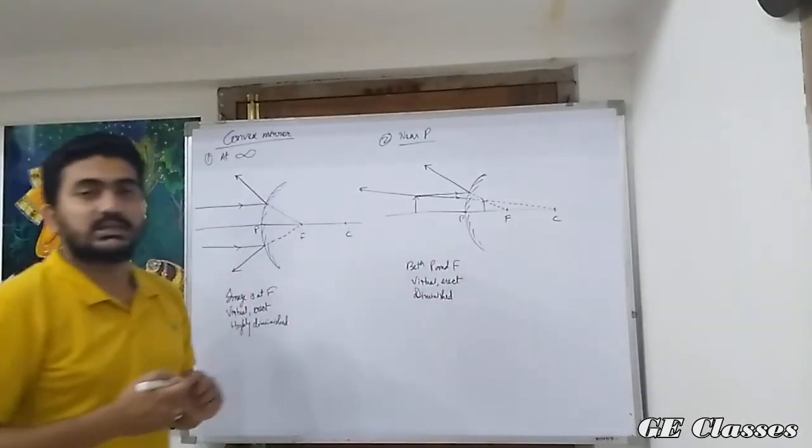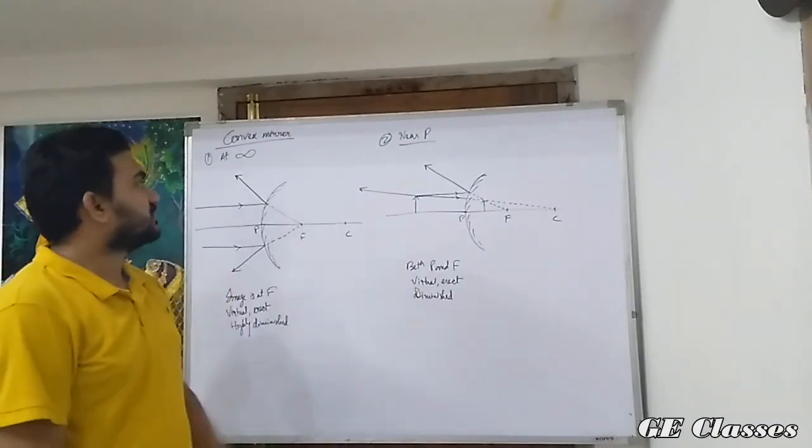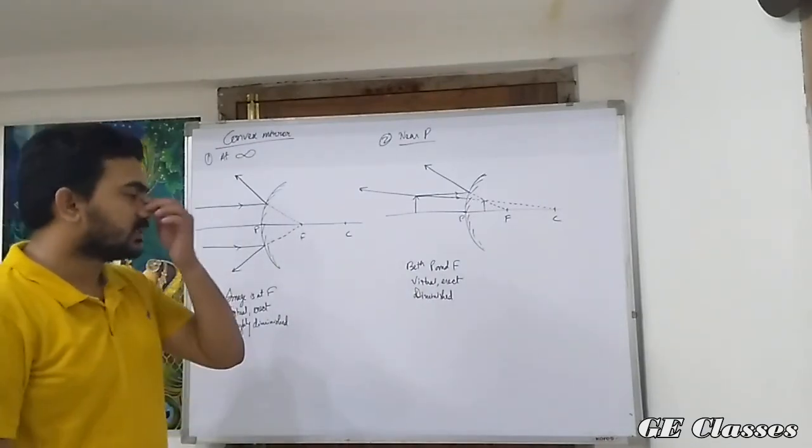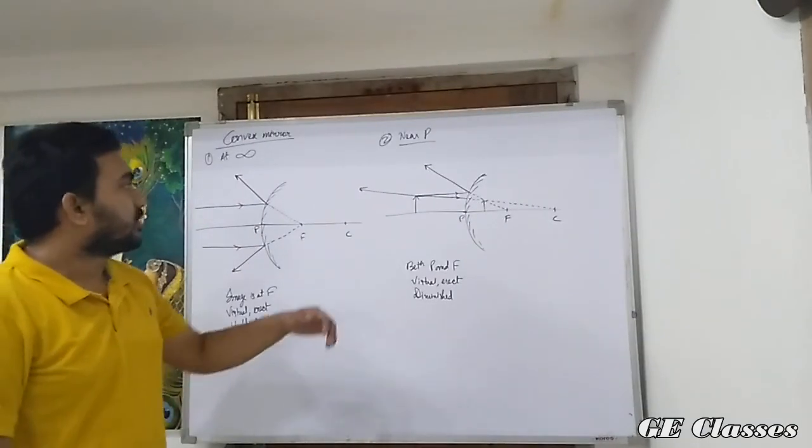So these are the two cases of the convex mirror. Next we will discuss reflection in the next class.